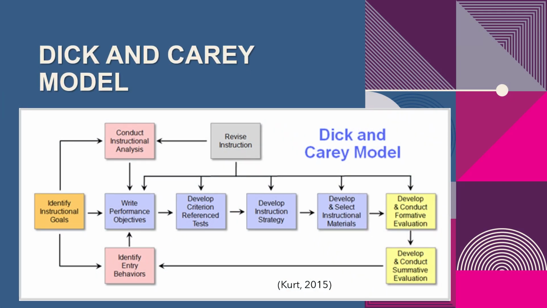The Dick and Carey model is similar to the ADDIE model in that there are analysis, design, development, implementation, and evaluation phases. The Dick and Carey model is, however, more prescriptive and systemic, breaking those phases into specific steps. The 10 phases of the Dick and Carey model are as follows.